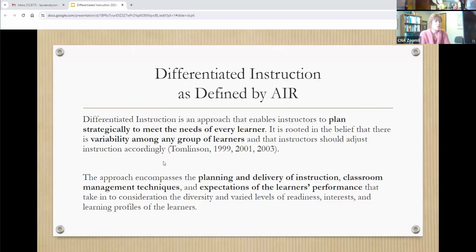A second definition comes to us from the American Institutes for Research, and I liked this definition as well. I like that it enables us to plan strategically to meet the needs of every learner. It's really rooted in that belief that there's variability among any group of learners and that we have a responsibility to adjust our instruction accordingly. The approach encompasses planning and delivery, classroom management techniques, including grouping, which we'll talk about today, and the expectations of our learners' performance.